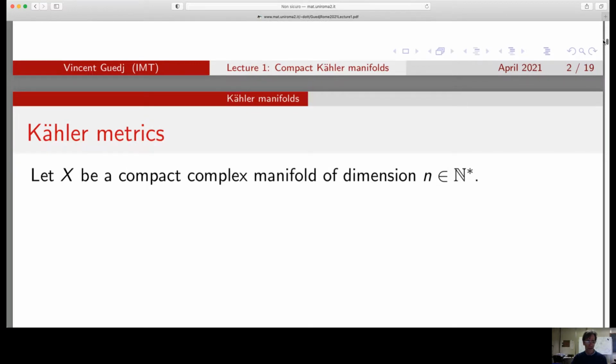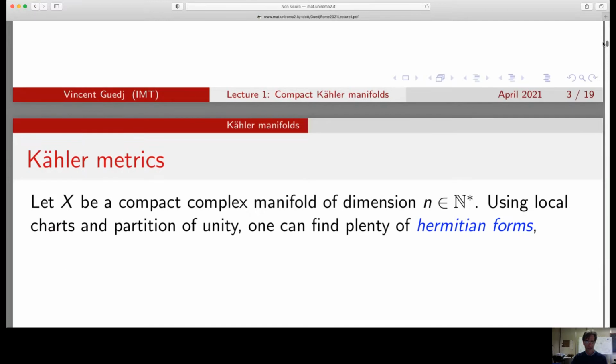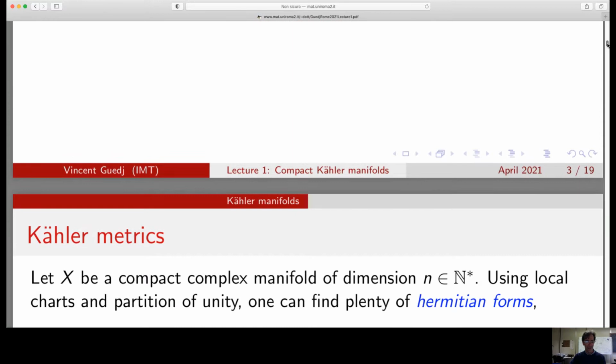We take X to be a compact complex manifold of certain dimension n larger than 0. And we look at a Hermitian form on the manifold, which is, analogously to the Riemannian geometry, the assignment of a positive definite Hermitian form on each complex tangent space to the manifold. Then once you have a Hermitian form, you can take the real part of this form, and this gives you a Riemannian metric on the manifold. And then you can look at minus the imaginary part, and this will give you a two form on the manifold. We assume that the Hermitian form varies in a smooth way when you move the point, as in the Riemannian case.